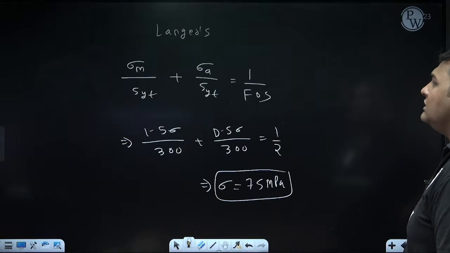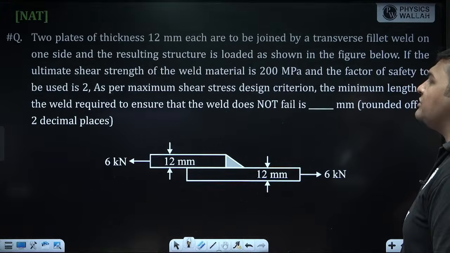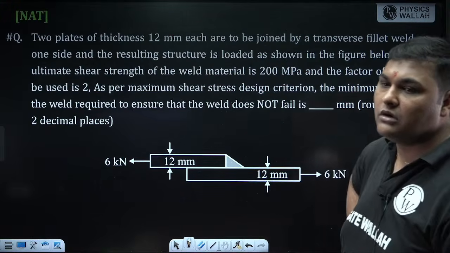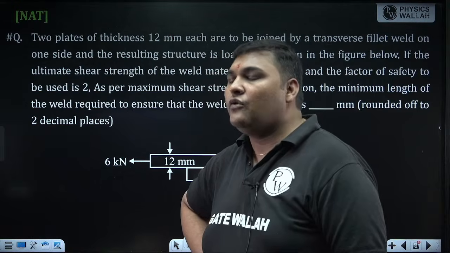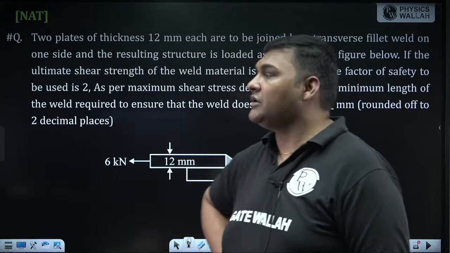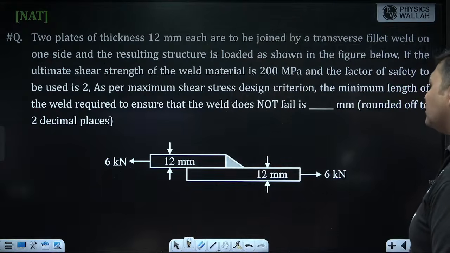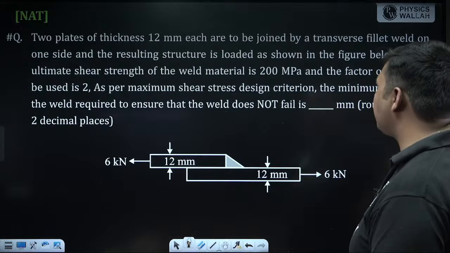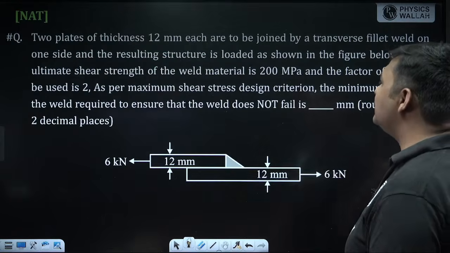So we have completed the question of design against fluctuating load also. Now going to next chapter, welded, bolted and riveted joint. Like, solve this question. This is numerical answer type question. First of all, I am reading the question.